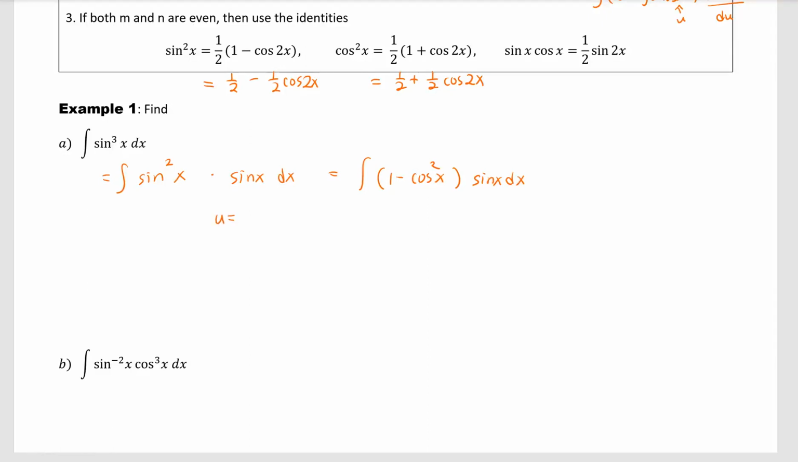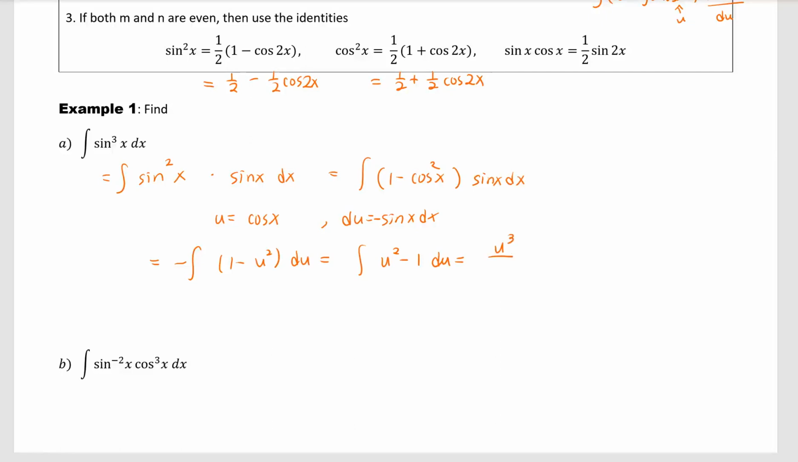So we let u be cosine x, du equals sine x dx, but negative. Be careful with that. Then our integral becomes the integral of 1 minus u squared, and sine x dx is minus du, so we can move the minus in front. We can also use the minus to distribute, so then we have the integral of u squared minus 1 du. And then we can continue and integrate it.